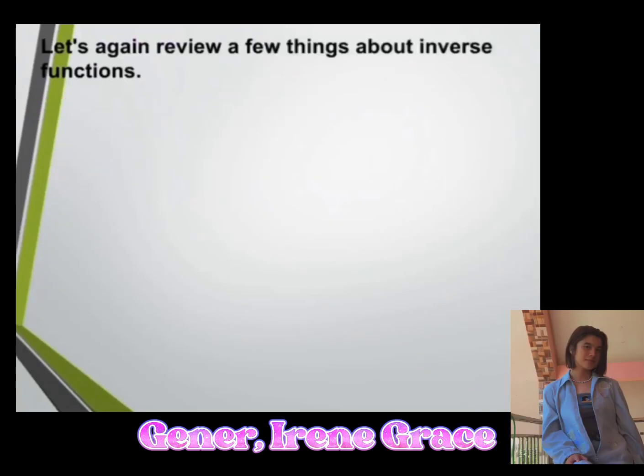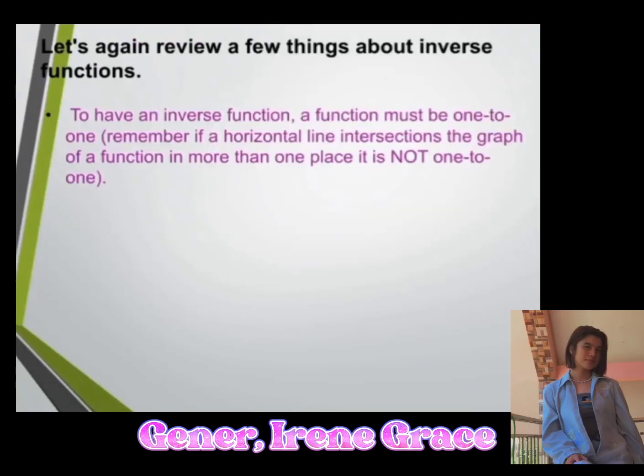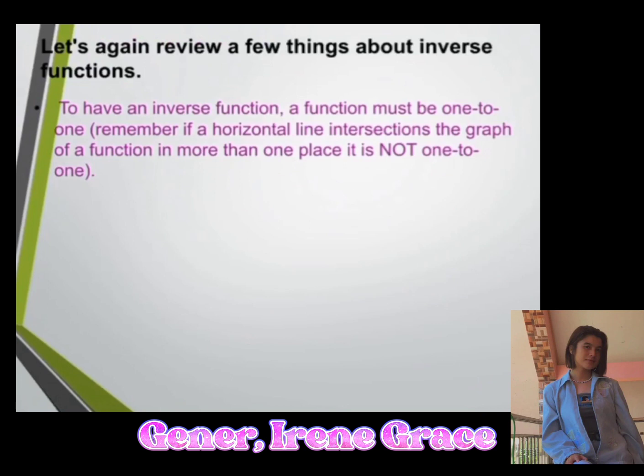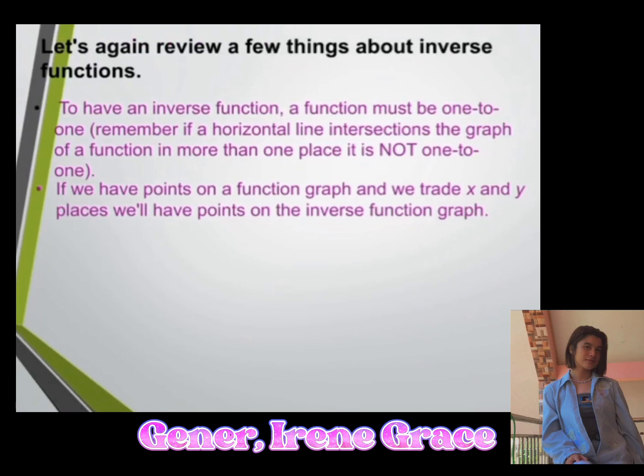Let's first review a few things about inverse functions. First, to have an inverse function, a function must be 1-to-1. Remember, if a horizontal line intersects the graph of a function in more than one place, it is not 1-to-1. Second, if you have points on a function graph, x and y trade places to give points on the inverse function graph.